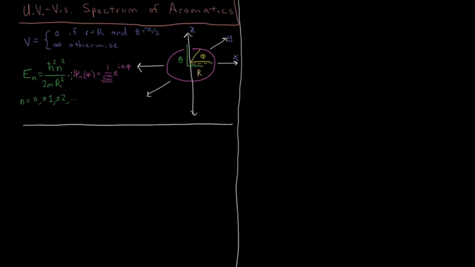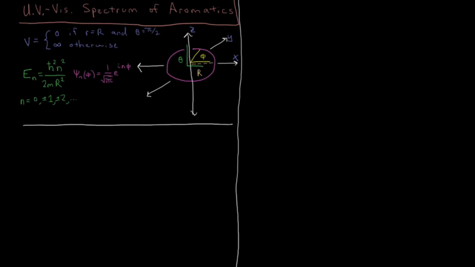And then for our wave functions, we have that our psi n of the azimuthal angle phi, which characterizes the state in space of our particle, is equal to a normalization constant 1 over the square root of 2 pi times the complex exponential e to the i n phi.